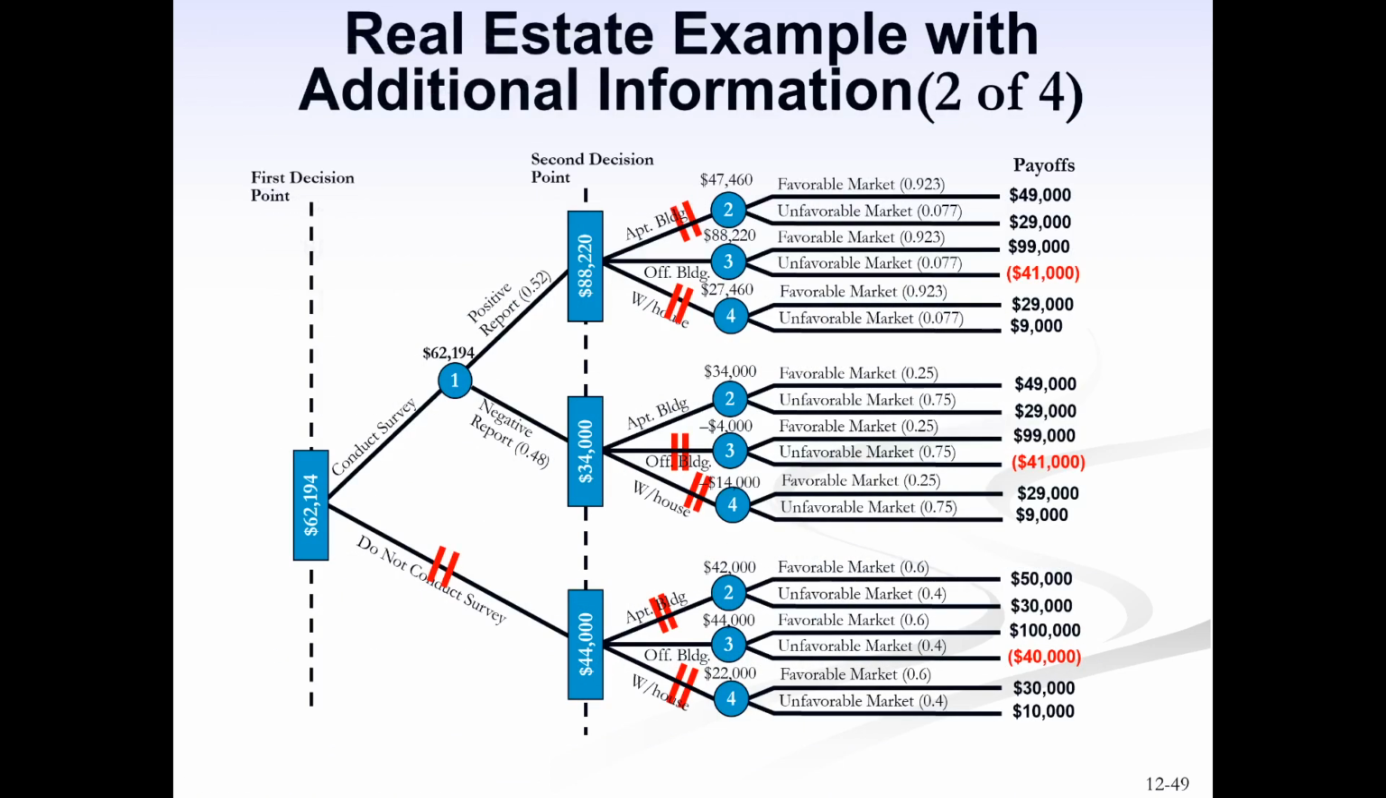So this is the decision tree with posterior probabilities, and you can see that conducting the survey is giving us the higher expected value, so we will discard do not conduct survey. And of course, if the positive report comes, we can invest in office building. If the negative report comes, we can invest in apartment building.